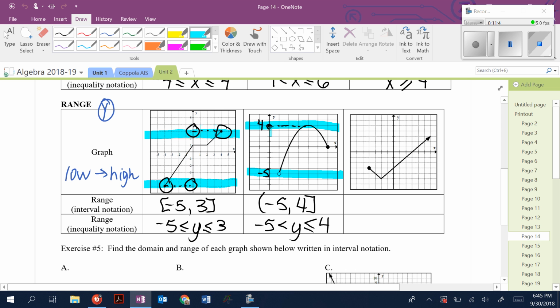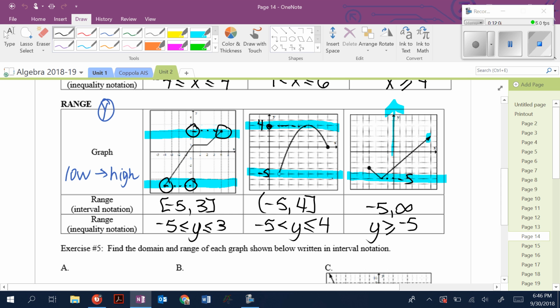All right, next example. Interesting. Well, this has the arrow on the end, which means we have no limit. This just goes up and up and up. So y is always going to be bigger than or equal to what value? -1, -2, -3, -4, -5. So -5 is the low and positive infinity is the high. Low to high just keeps going on and on forever and ever. So closed and open.